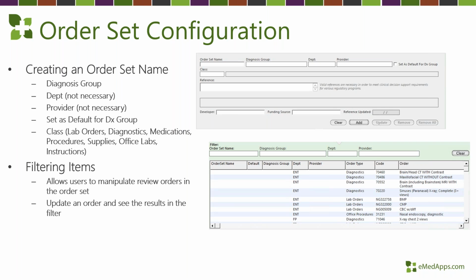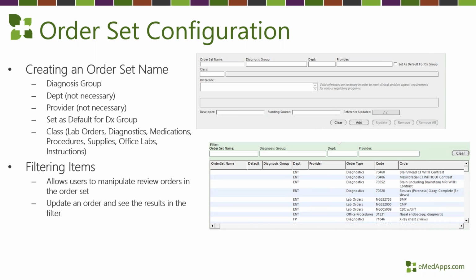So obviously we talked about the diagnosis group. Then you have the department and the provider. They're the next two boxes at the top. They're not necessary. You do not have to have anything in there if you want. I know for a fact that I've built it out to where I'll have hypertension or diabetes, and there'll be a generic default set of orders.